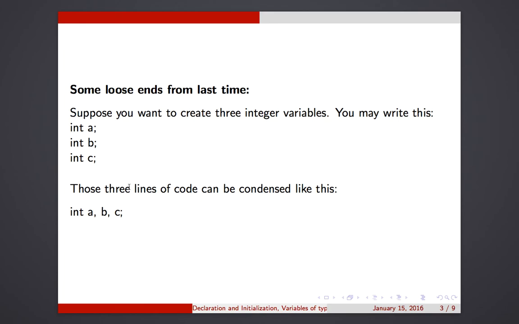I want to first show you something, I'm not sure there's a technical term for it, but just declaring multiple things at once. So if you want to create three integer variables named a, b, and c, you could write these three lines of code if you want: int a, int b, int c. Of course, if you want to declare more than three variables, if you want to declare 20 integer variables, it becomes tedious to write int all the time. So you can actually condense all of those lines of code like this: int a, comma b, comma c, and then semicolon to end the command.